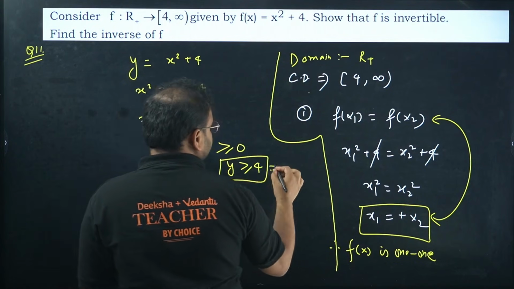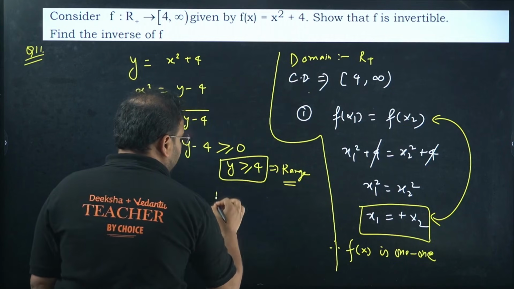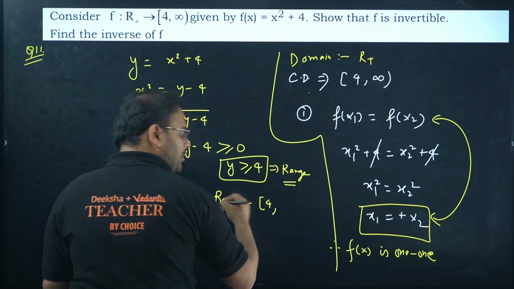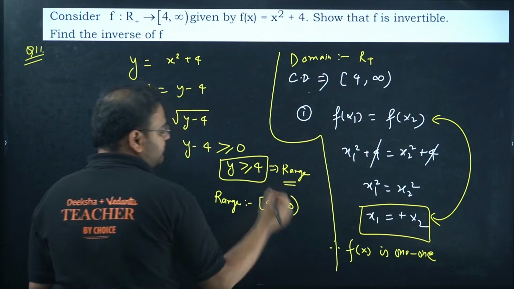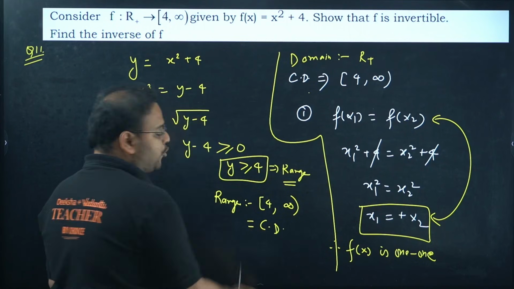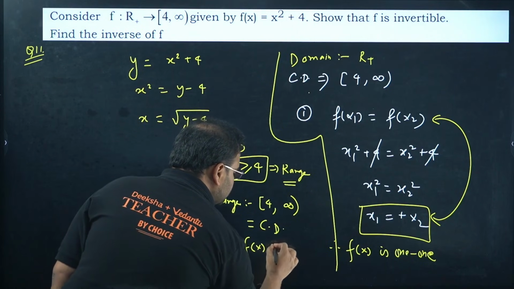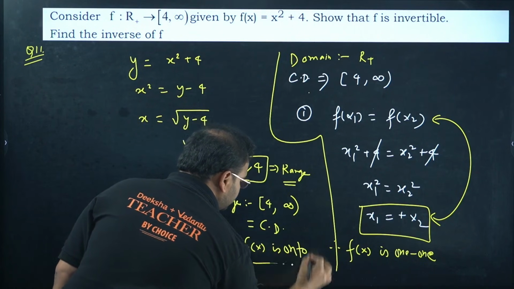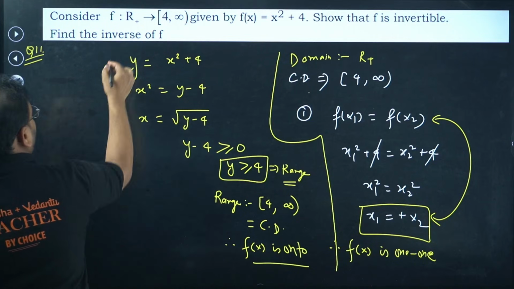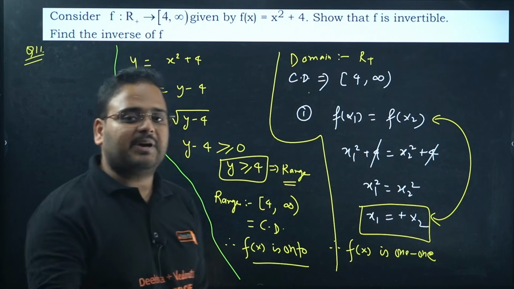This is what? This is the range, sir. This is the range. It means that my range is coming as, please check carefully, closed 4 and everything more than that, till infinity. And if you check carefully, this is equal to the codomain also. Range and codomain are equal. Clearly, the function f(x) is onto. Now, the function that we have is both one-one and onto, which means it is bijective, so invertible.